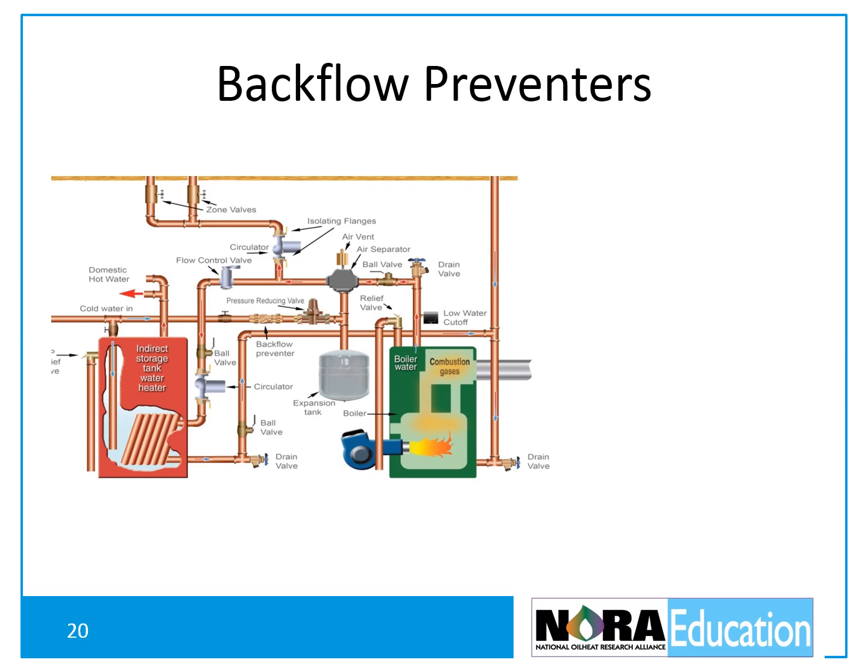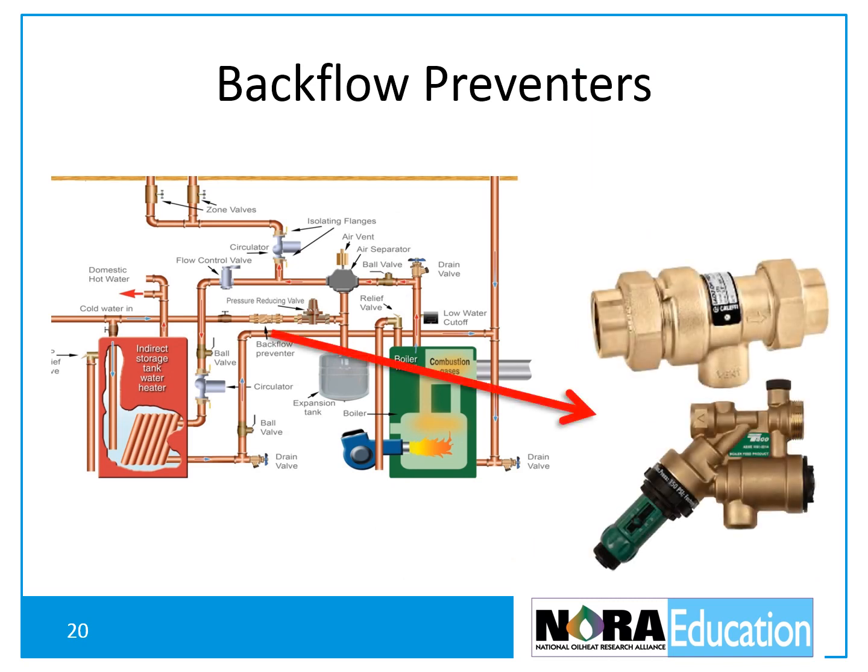Backflow preventers. Backflow preventers are installed on boiler feed lines to prevent contaminants in the system water from affecting the potable water supply.